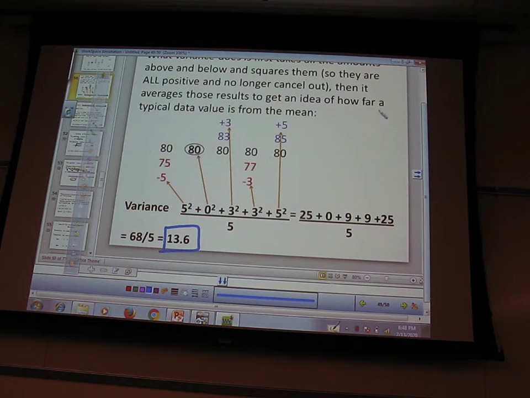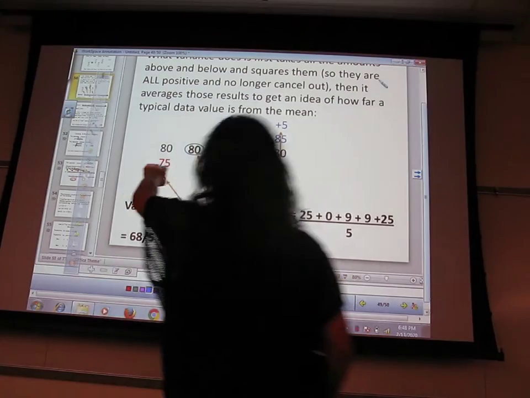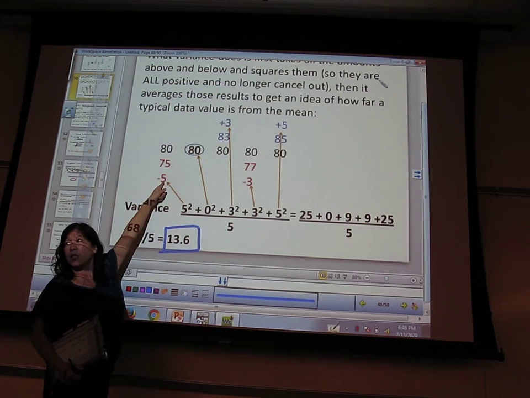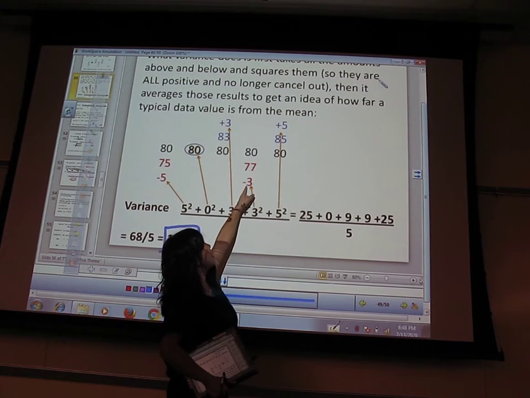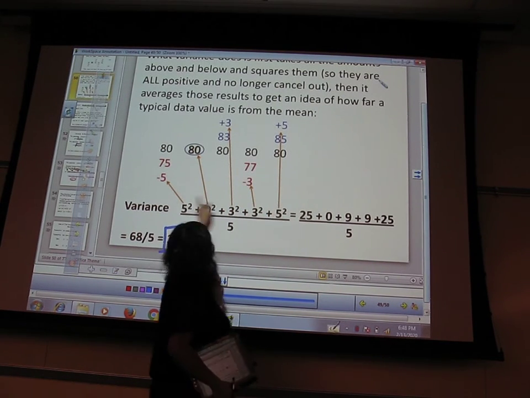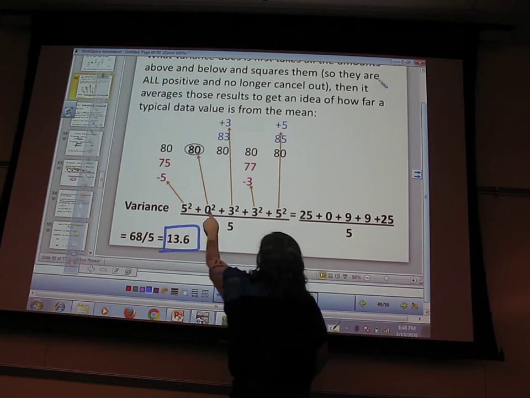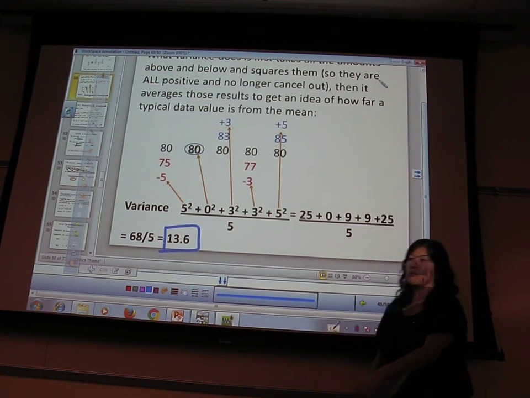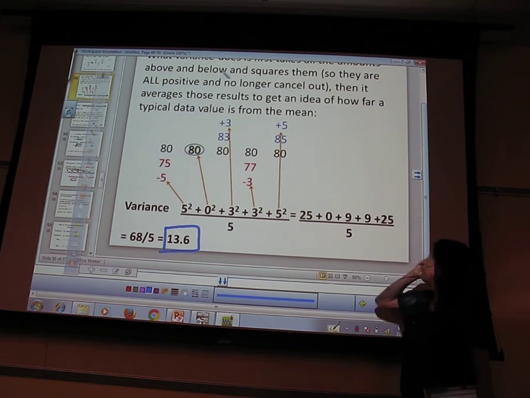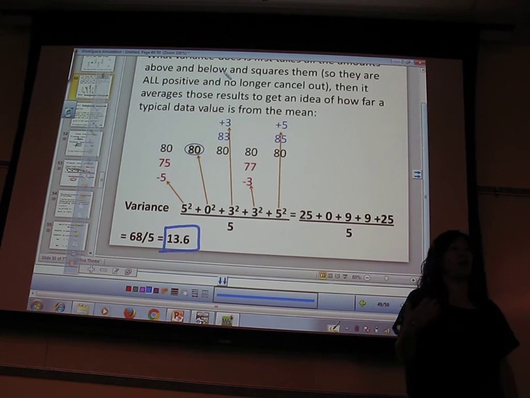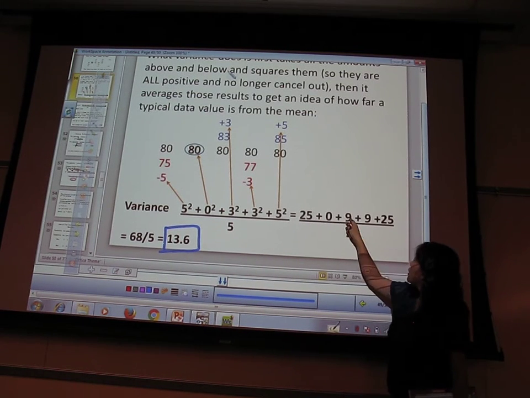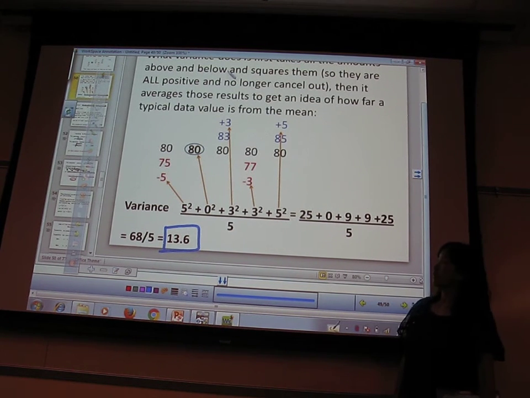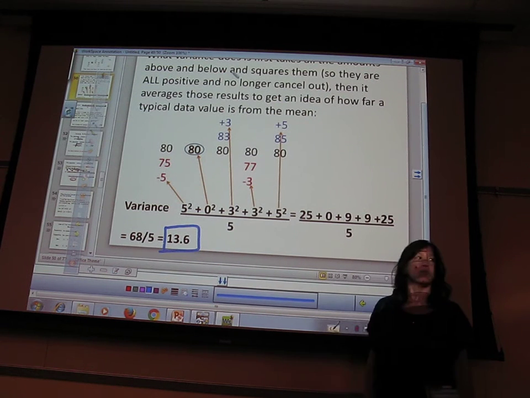So the differences, in other words, 75 is -5 away from the mean. My mean is 80. 80 is 0 away. 83 is 3 away. 77 is -3 away. 85 is 5. Square all of them: square 5, square 0, square 3, square 3, square 5. Or, this is -5 and -3, but square them all to make them positive. When you square a negative number, you make it positive. So now, there are always going to be positive numbers. So then, these are all the squares. I average them. I add them up, divide by how many there are. That's my variance.